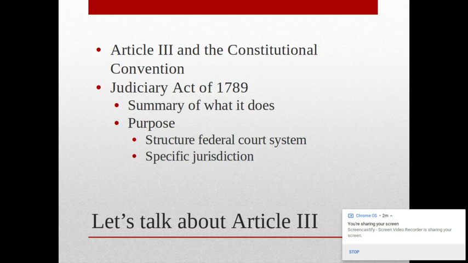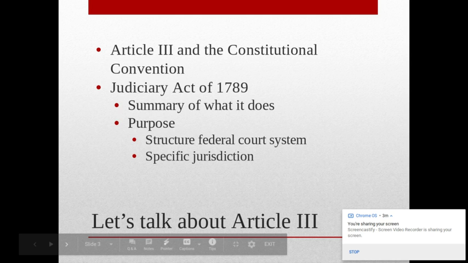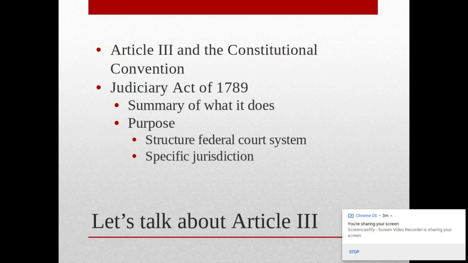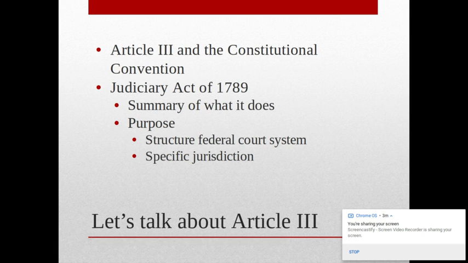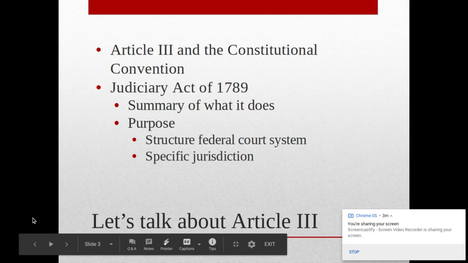So our founders knew that they needed to have that. The founders also agreed that there needed to be a Supreme Court at the top of the federal system, but they kind of left it at that. Everything else was not really well fleshed out, hence the need for the Judiciary Act of 1789. The Judiciary Act of 1789 is, in fact, the very first law that is passed by the first Congress.